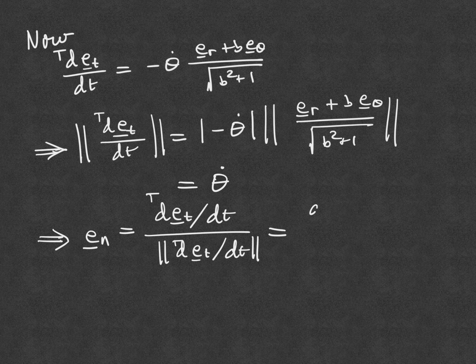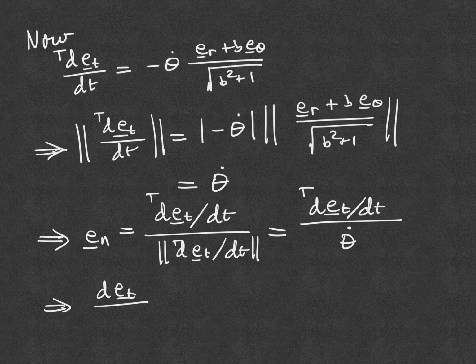is just equal to de_t/dt divided by theta dot, which implies that the rate of change of the tangent vector in t is equal to theta dot times e_n. So now we have all the information we need to be able to compute the acceleration. So we can use this expression and substitute it in to get the acceleration.